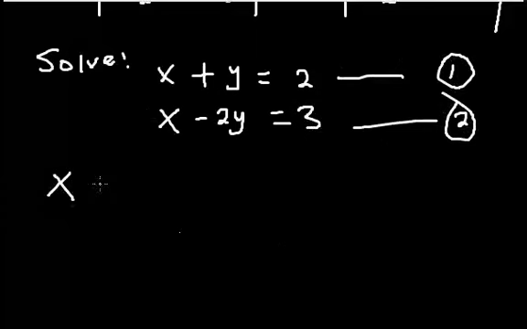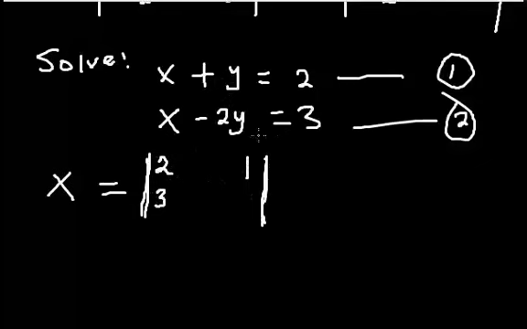Of course, let me start with getting my value of x. To get my value of x, the numerator is the very first determinant. Remember, I have to start with the constant value at the right-hand side. So that's going to be 2, 3 as my first column. Then the coefficient of y becomes my second column, which is 1 in equation 1, then minus 2 in equation 2.